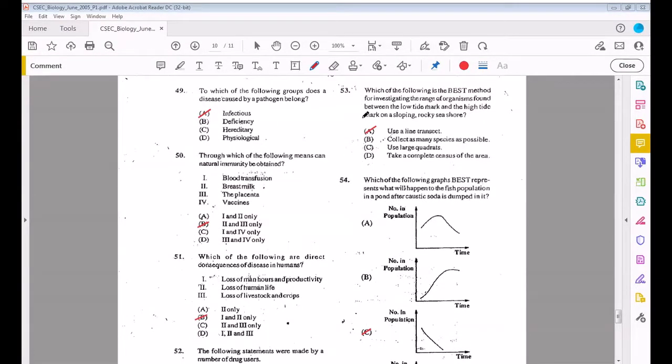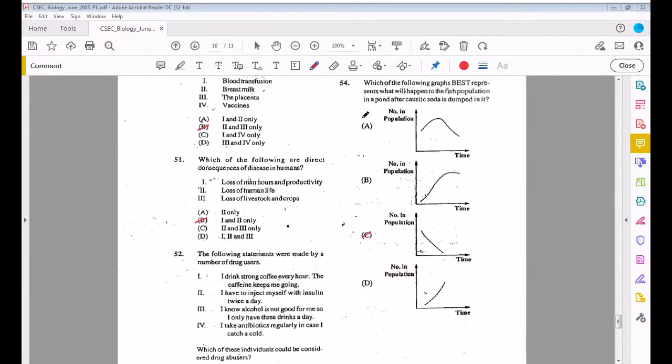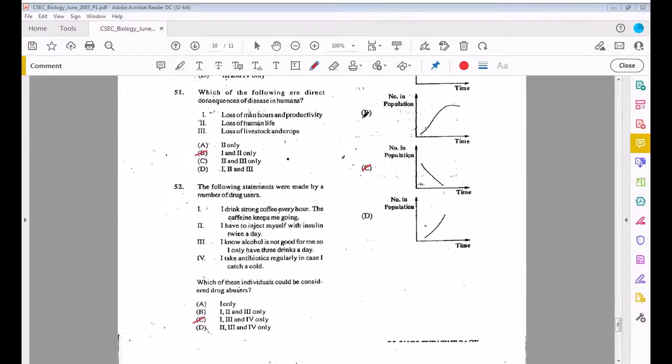49. To which of the following groups does a disease caused by a pathogen belong? So pathogens cause A, infectious diseases. 50. Through which of the following means can natural immunity be obtained? Natural immunity will be obtained through 2 and 3, which are breast milk and the placenta. So the answer would be B. 51. Which of the following are direct consequences of diseases in humans? So direct will be 1 and 2, indirect will be 3. So the answer is B.